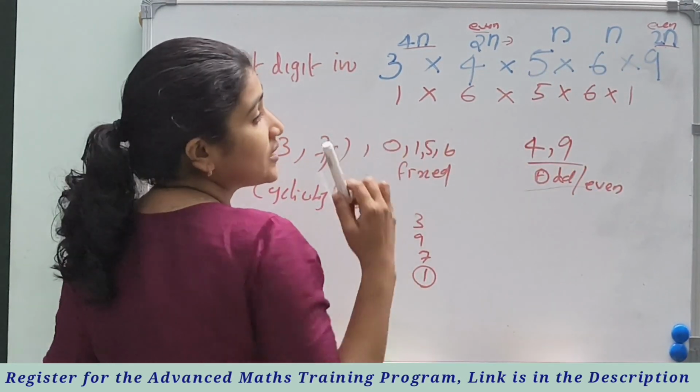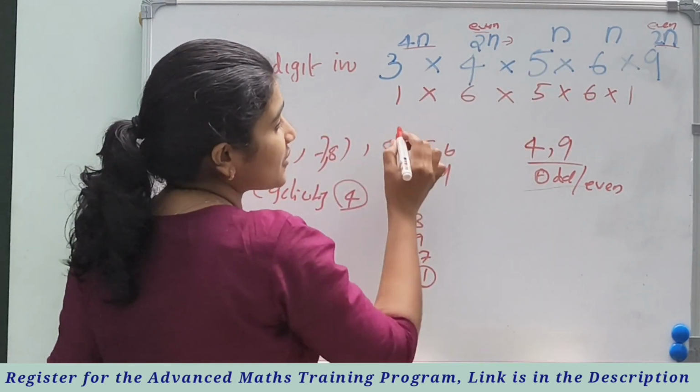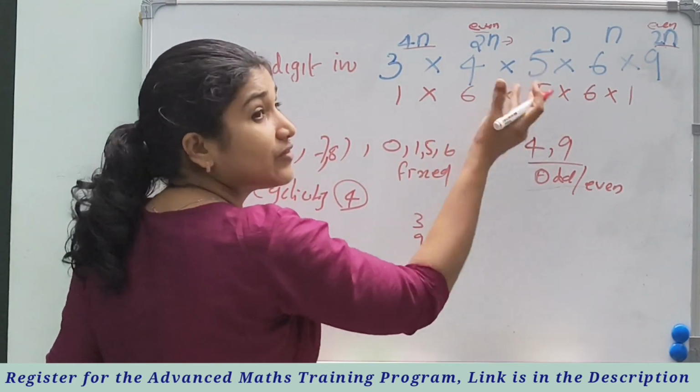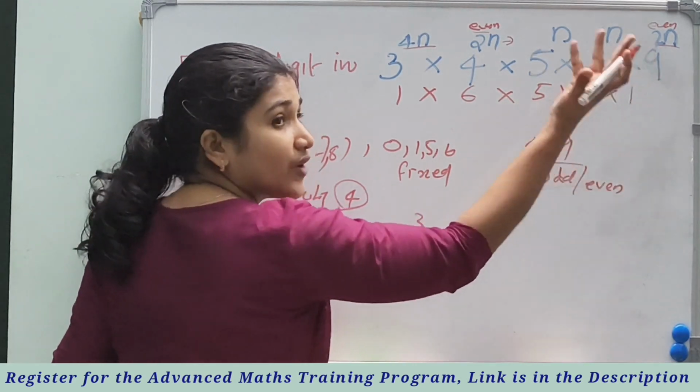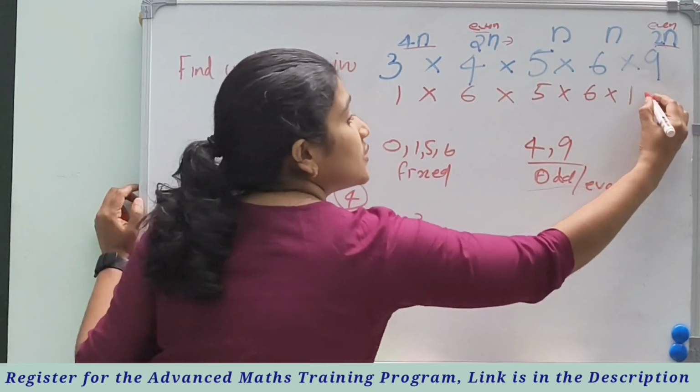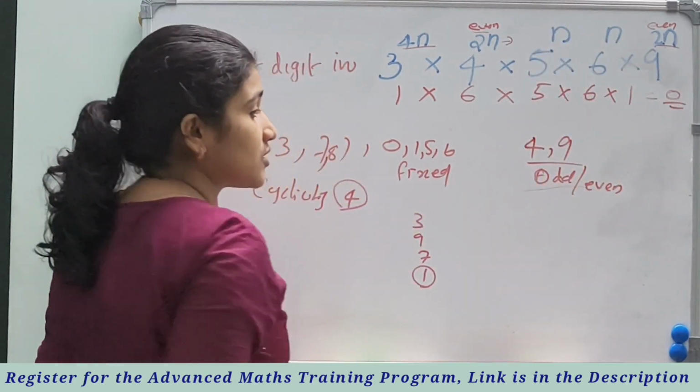So here the unit digit in this expression becomes 1 into 6 is 6, 6 into 5 is 30. 0 is the unit digit. 0 into 6 is 0. 0 into 1 is 0. So the unit digit will become 0 in this expression.